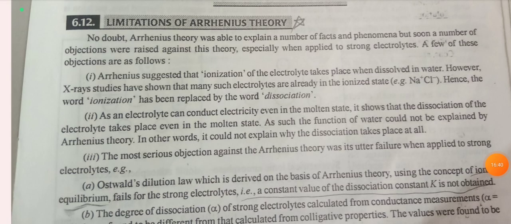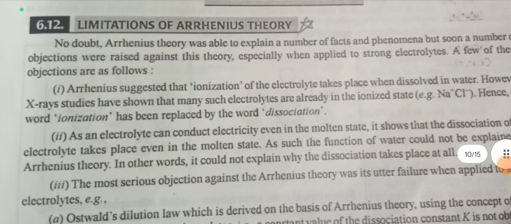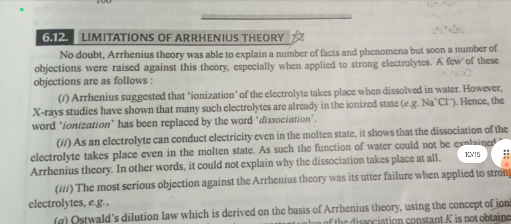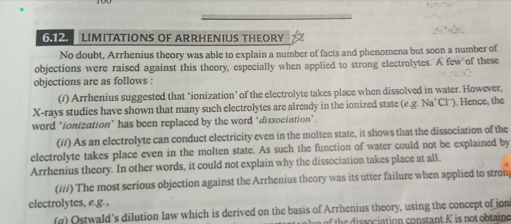Limitation of Arrhenius theory. No doubt Arrhenius theory was able to explain a number of facts and phenomena, but soon a number of objections were raised against this theory, especially when applied to strong electrolytes. A few of these objections are as follows. Arrhenius suggests that ionization of an electrolyte takes place when dissolved in water. However, X-ray studies have shown that many such electrolytes are already in an ionized state. Hence, the word ionization has been replaced by the word dissociation.